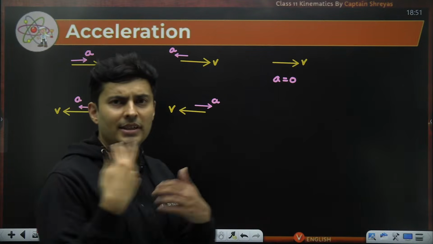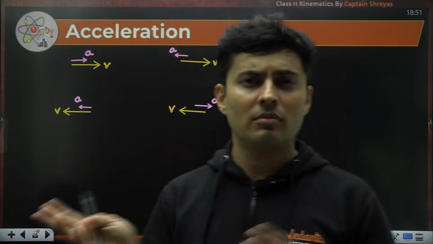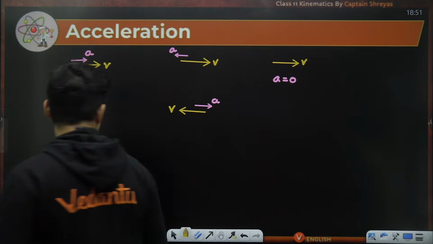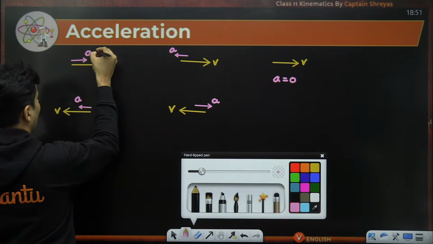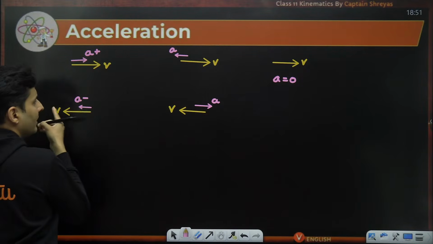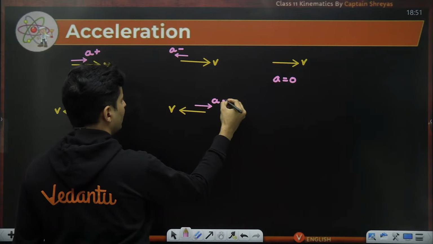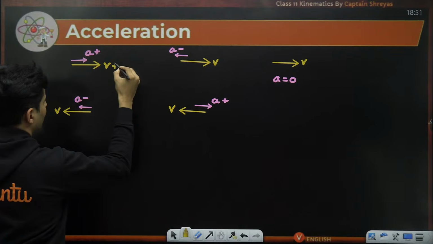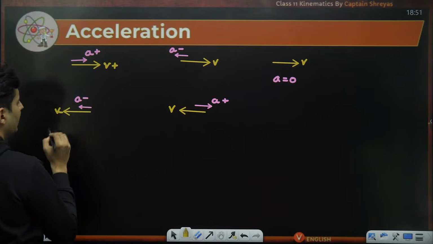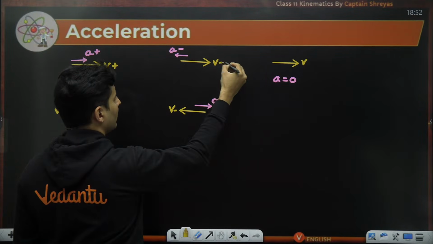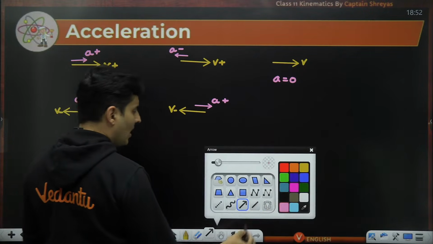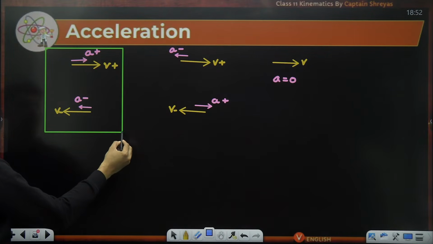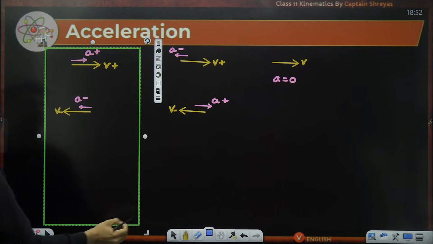All possibilities: velocities this way, that way, acceleration this way, that way, and one final case where there is no acceleration. Now, if you look at these scenarios, observe: acceleration is positive here, negative here, negative here, positive here, and zero here. If you ask about velocity, velocity is positive here, negative here, negative again here, and positive here.